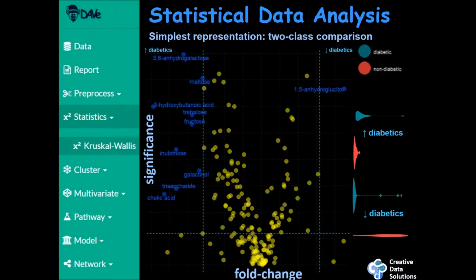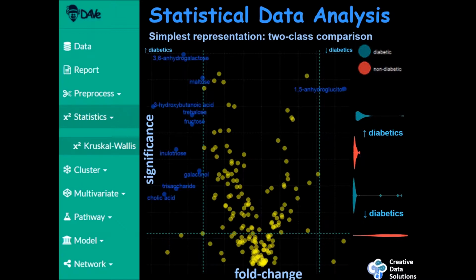And on the y-axis, we have the significance or the p-value of that test. The things in yellow essentially don't meet our cutoff criteria. The things which are in blue and which are labeled are the things we are now focusing on, which are significantly altered in diabetics compared to non-diabetics, and also of a large magnitude. So we would say it has a large effect size.